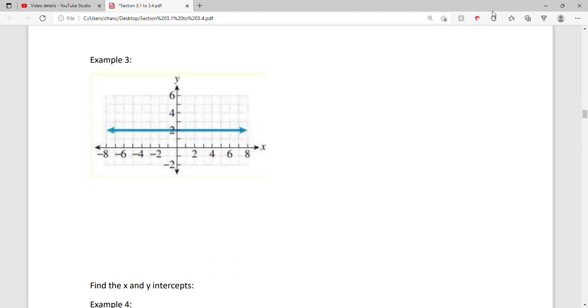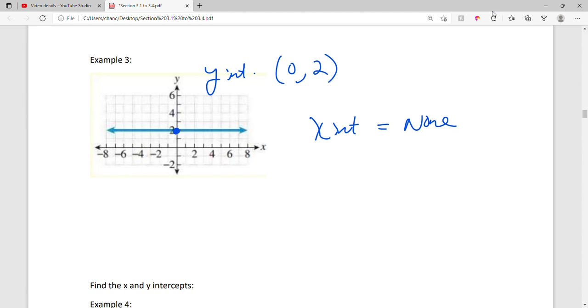The y-intercept is 0, 5, and the x-intercept is 1, 0. In example 3, the y-intercept is this point, which is located at 0, 2. Now, where is the x-intercept? Well, when does it cross the x-axis? In this case, it does not. So the x-intercept, we're going to say none exists, because it doesn't cross the x-axis at all. So, there's no x-intercept.